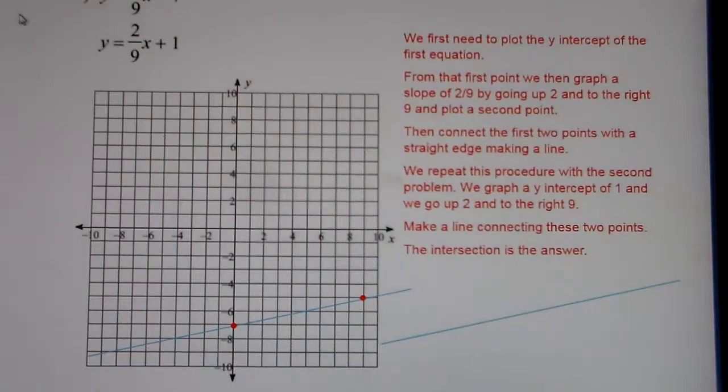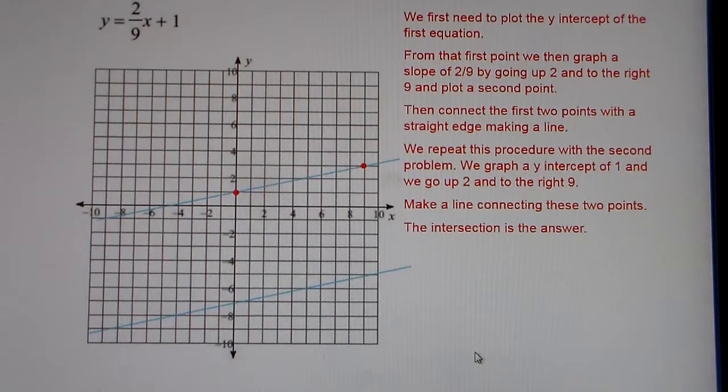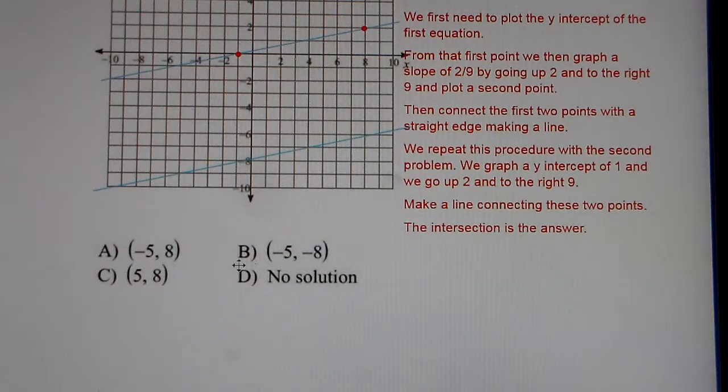Next, we have y equals 2/9 x plus 1. So we're going to plot the point at positive 1. And then from that point, we're going to go up 2 to the right 9. I'm going to graph our second line. Notice these two lines do not touch. Anytime two lines do not touch, there's going to be no solution because the lines never cross. So in this case, number 4, the answer is D, no solution. So D, no solution, is our answer for number 4.